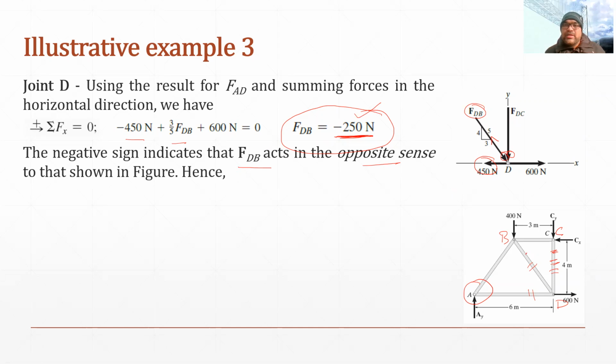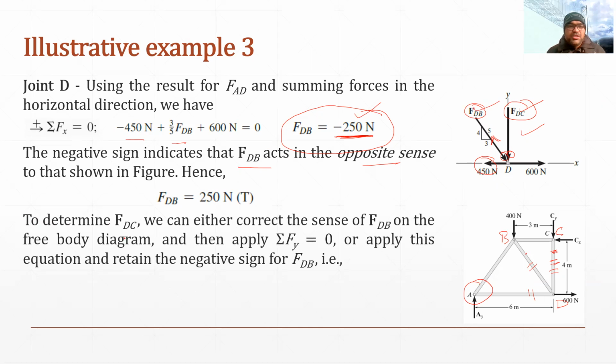Now to calculate the value of FDC, we have two options. Either we change the whole free body diagram with the correct sense which we found now, or we do the same calculation by putting the value of FDB as negative. This is what I have written here.